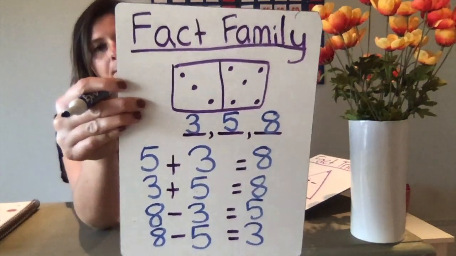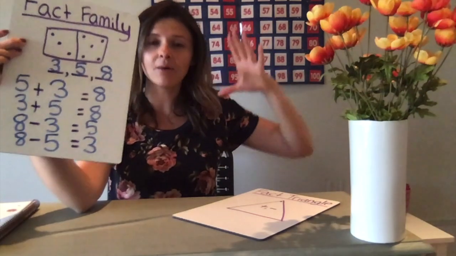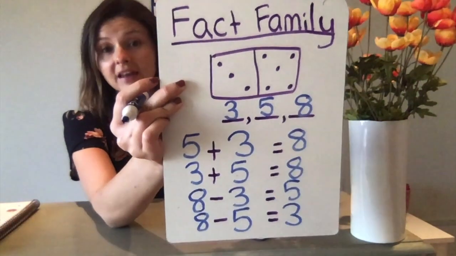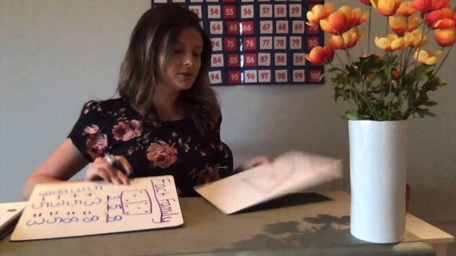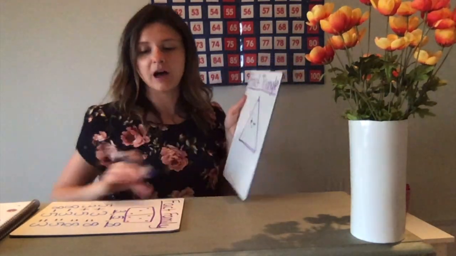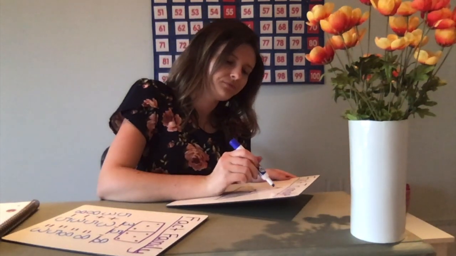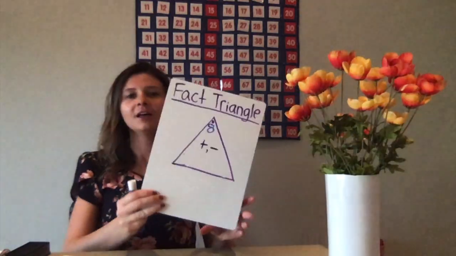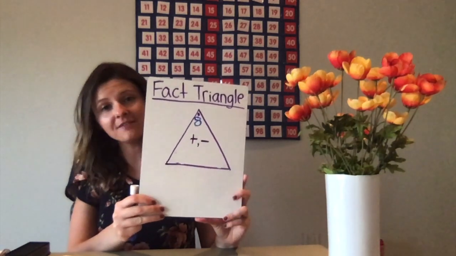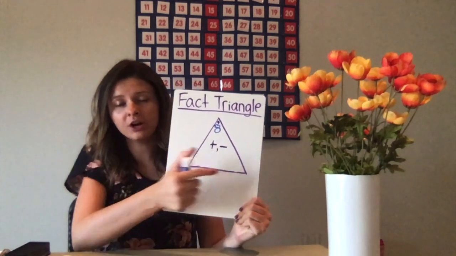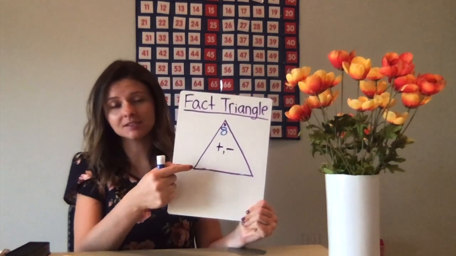So in my fact family, what's the biggest number? And I don't mean big that way. I mean, what's the greatest number? 8. So I'm going to put the 8 at the top of my fact triangle. So I have my 8 at the top. Now I still need to put my 5 and my 3 each in a corner. And it doesn't matter if I put my 5 in this corner or this corner. As long as I have my 5 and my 3 on there, it will be okay.